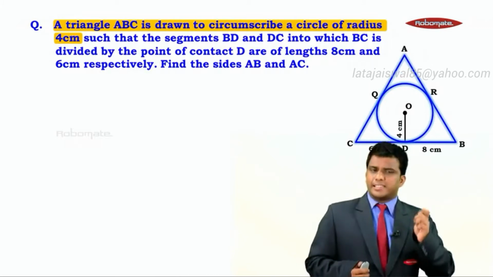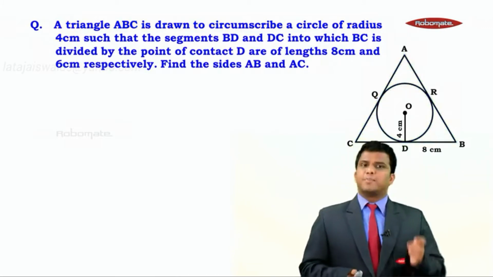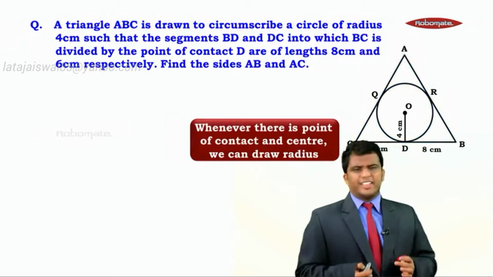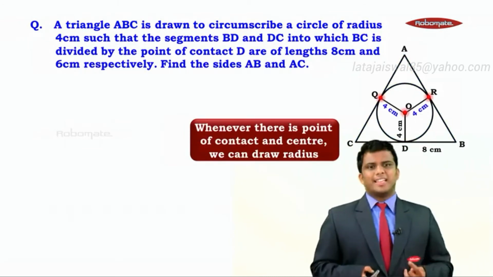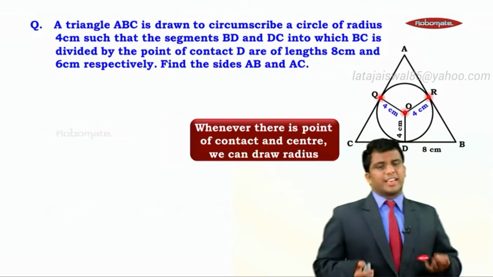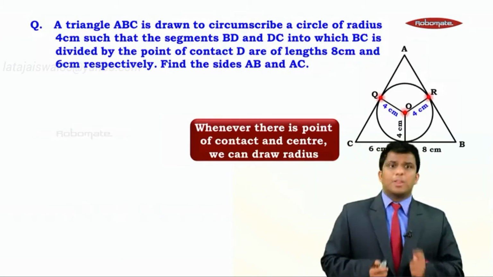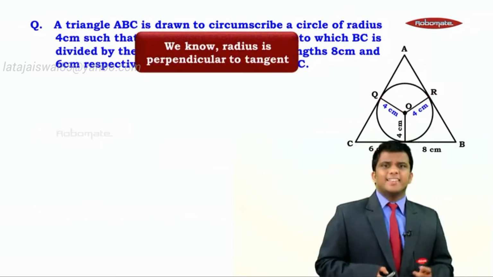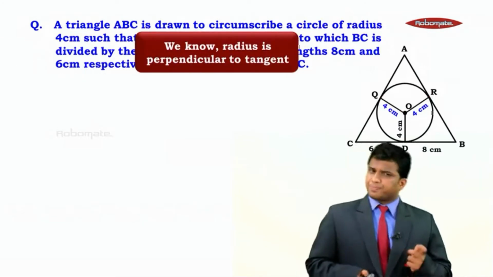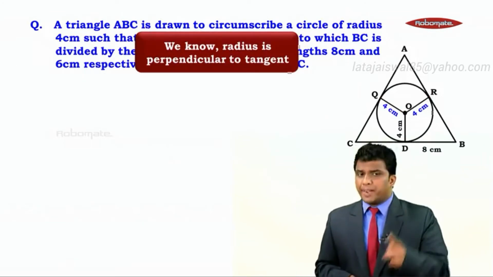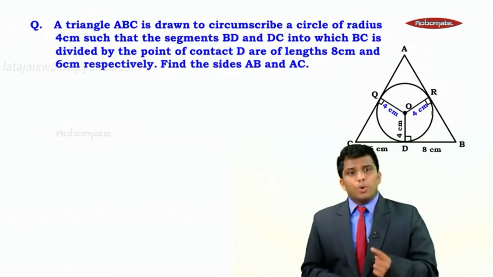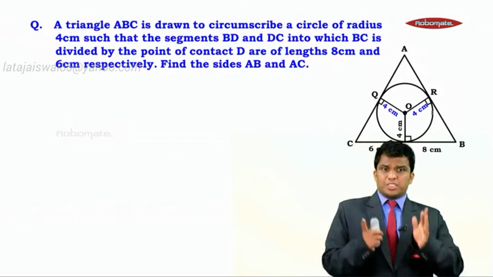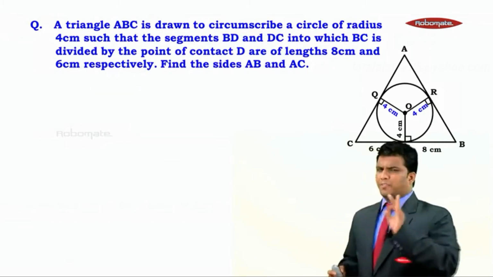We have the center and we have the point of contact, so we always draw the radius. So we draw OQ and OR, and even their lengths would be equal to 4 cm because the radius is 4 cm. Now, we also know that the radius is perpendicular to the tangent. That means OQ will be perpendicular to AC, OR will be perpendicular to AB, and OD will be perpendicular to BC. So this is what we could understand from the first part of the statement.